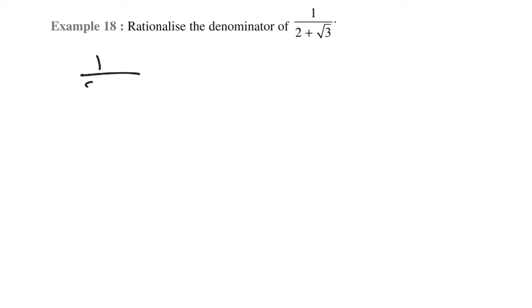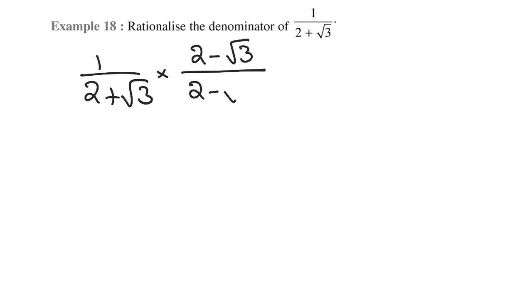1 over 2 plus root 3. We will multiply and divide by 2 minus root 3. 2 minus root 3 is called the conjugate of 2 plus root 3. What is the conjugate? 2 minus root 3. So we multiply and divide by 2 minus root 3. So let's see what we land up with.